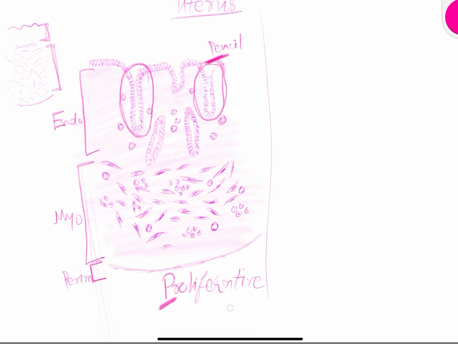Now remember, P for P, proliferative phase, pencil-shaped glands. Whereas the next stage is a secretory phase where you find all the same details except that in the lining epithelium, the glands are really saccular and dilated, okay, because they are secreting some of the fluid inside.